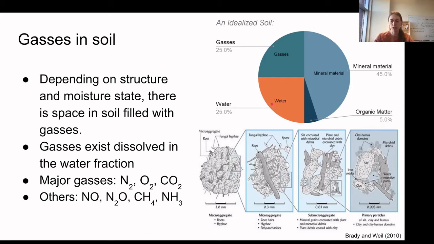The major gases in soil are nitrogen, oxygen, and carbon dioxide, of course, the main things that make up our atmosphere, and are also produced by respiration and primary productivity. And then we can have other gases that are somewhat important in our soils, like nitrous oxide, methane, and ammonia gas. So that is where gases exist in the soil, and we need to start making sure that we're distinguishing between atmospheric gases and dissolved gases.